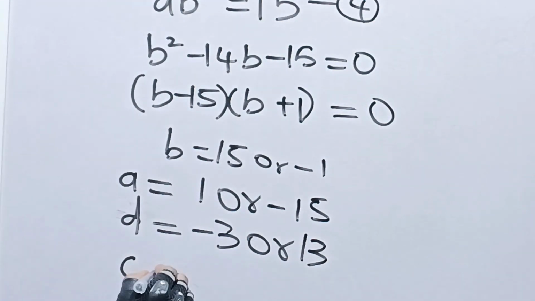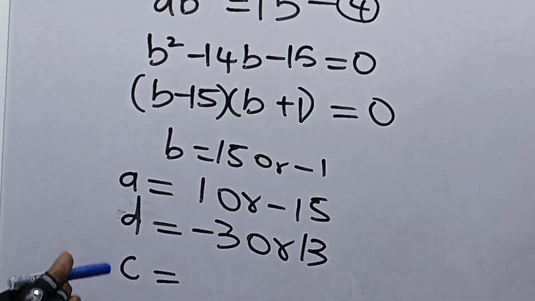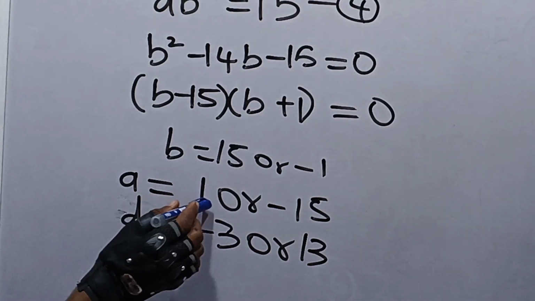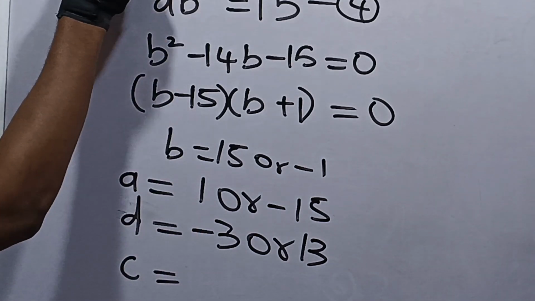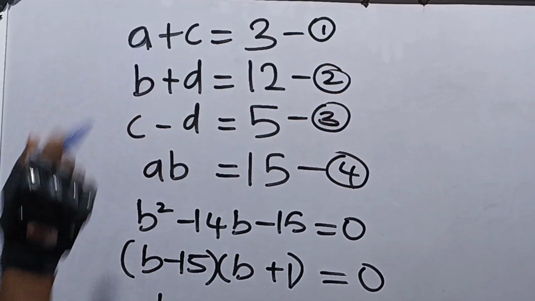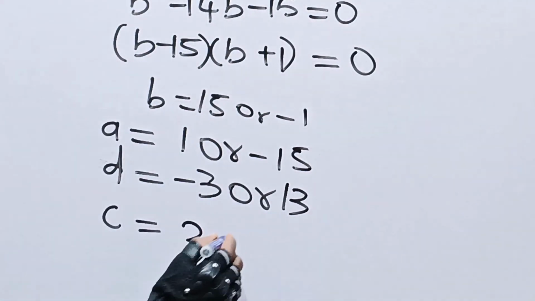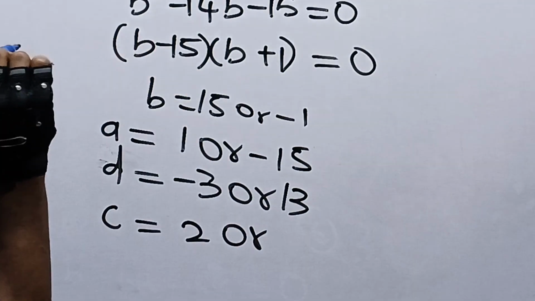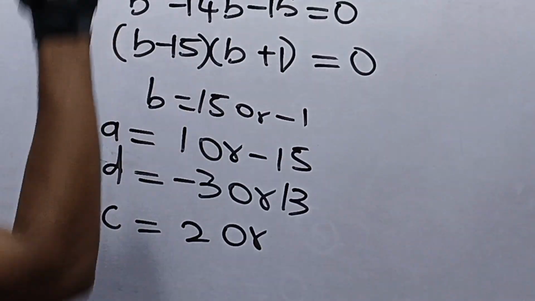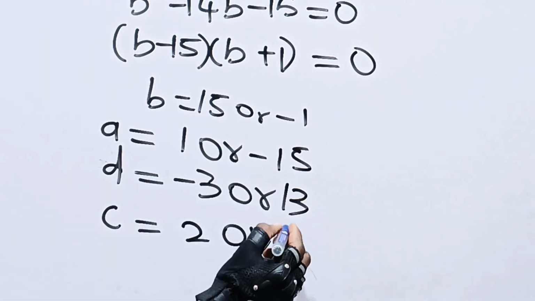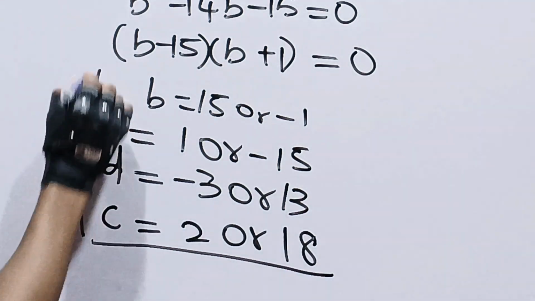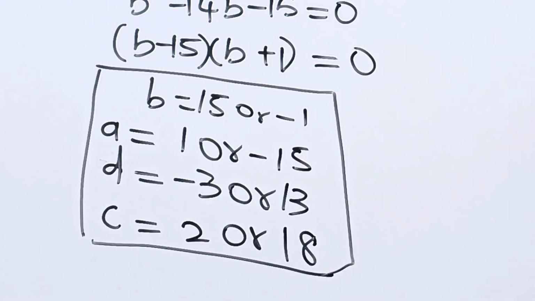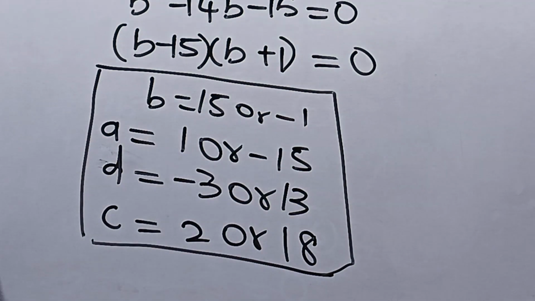Lastly, our c. Recall that a is equal to 1 or negative 15. So c is equal to 3 minus a. Putting a as 1 here, we have 3 minus 1, which is 2, or putting a as negative 15 here, we have negative 15 crossing over will give us positive 15, plus 3 is equal to 18. So these now are the values of a, b, c, and d in this equation.